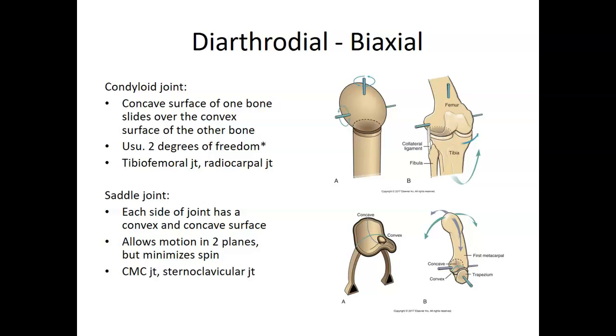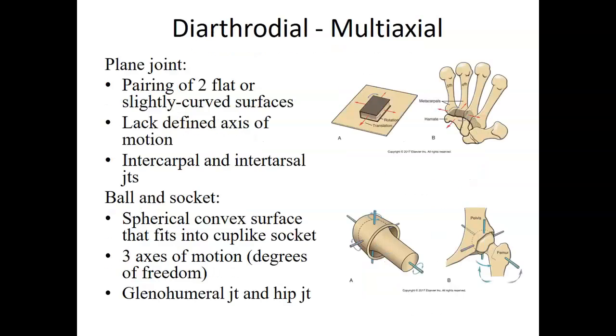And by doing this, you minimize how much rotation or spin can happen in the joint. So it's a stability function. And then they're multi-axial. The plane joints, which occur between the carpals and the tarsal joints, these are 2 relatively flat surfaces that just slide across one another. And then the ball and socket, your hip and your shoulder joint.